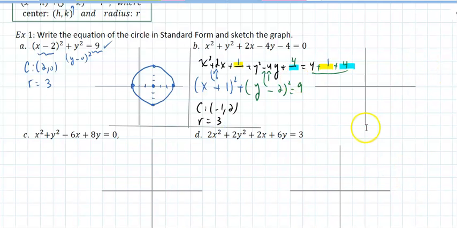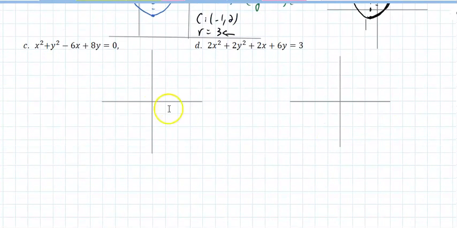So in this case, I would move to negative 1, 2, and from this point I move 3, 1, 2, 3 to the right, 1, 2, 3 to the left, 1, 2, 3 up, and 1, 2, 3 down. And I connect this with a smooth curve, and there it is. Oops. There.